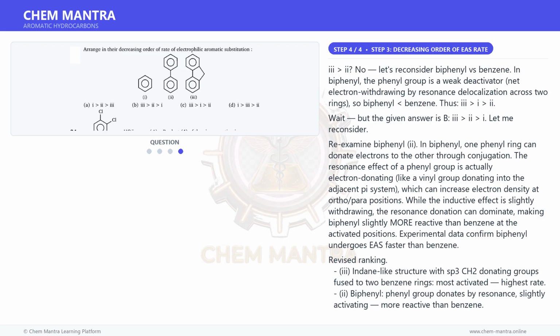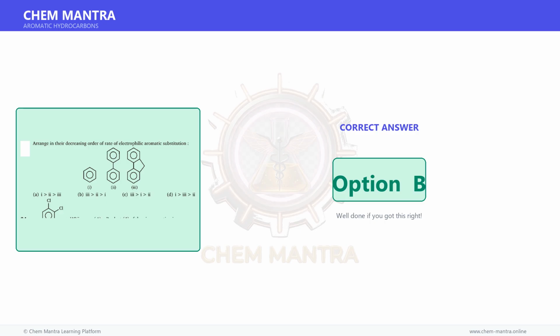Why other options fail? A. 1 > 2 > 3 ignores the activating effects of the fused alkyl ring and the resonance donation in biphenyl. C. 3 > 1 > 2 incorrectly places benzene above biphenyl. Biphenyl is actually more reactive than benzene. D. 1 > 3 > 2 is a completely incorrect ordering. Therefore, the correct answer is option B.